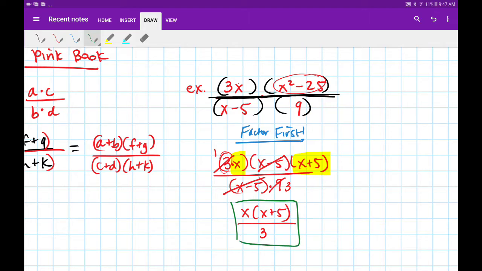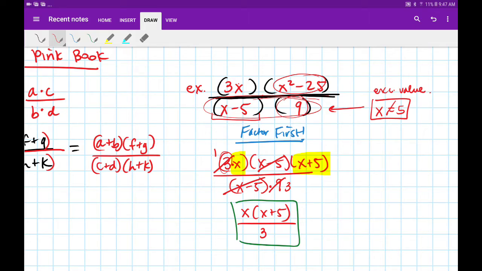Now, that's our final answer. There are some excluded values. Let's look back up top. What we should have done first is set the denominator equal to 0. So 9 can't equal 0, so I'm going to move on, and I'll have to exclude x equals 5. That's my excluded value.